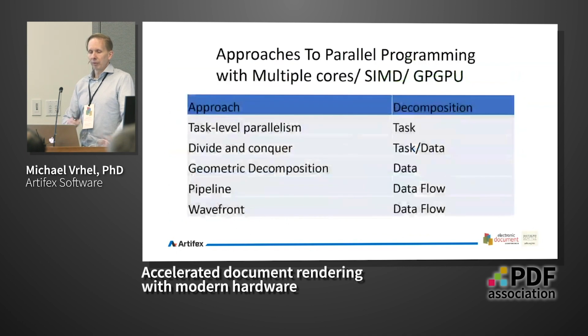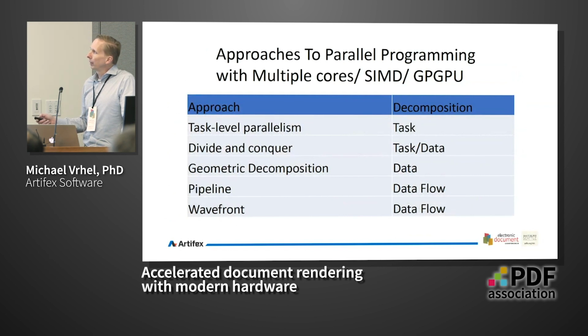So, given that I've got these projects, one of the approaches to parallel programming is to take advantage of the multiple cores and SIMD hardware and GPGPU. Well, basically you have to look at the problem that you've got. Maybe it's dealing with transparency or doing color management or halftoning, and somehow you've got to look at this and figure out how can I break this thing up.